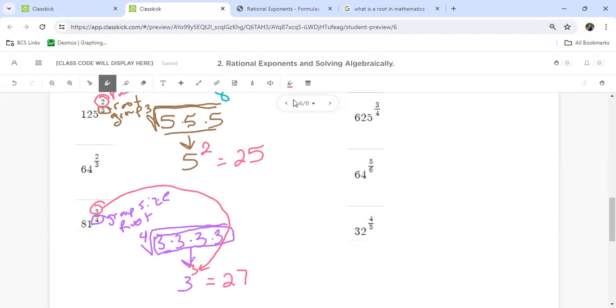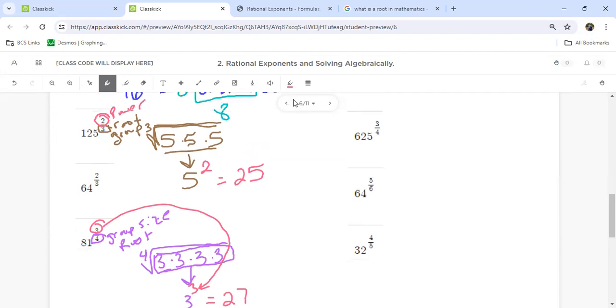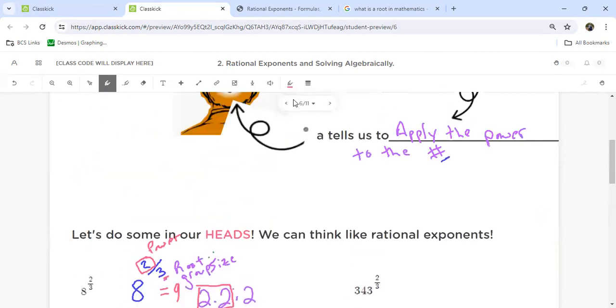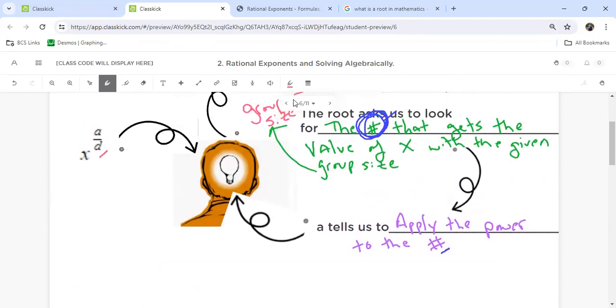All right, y'all, I hope that helps you understand rational exponents. If you need to go through there a couple times and watch it, feel free to, and hopefully that helps you out.